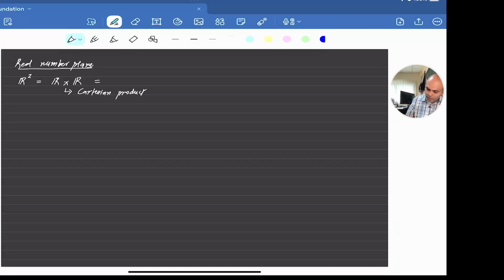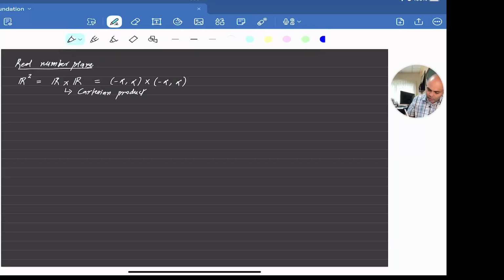So what this means is we take a real number line between minus infinity to plus infinity, and you combine it with another real number line between minus infinity to plus infinity. Again, here the multiplication symbol that you see is the Cartesian product.